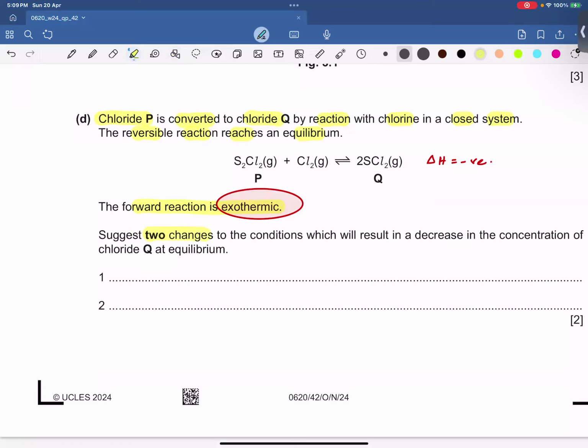Suggest 2 changes to the conditions which will result in a decrease in the concentration of chloride Q at equilibrium. So if you want to decrease the concentration of this compound, the equilibrium needs to be moved in the backward direction. Either you can increase the temperature because the reaction is exothermic, or you decrease the concentration of reactant. Okay. So first thing first is increase in the temperature.